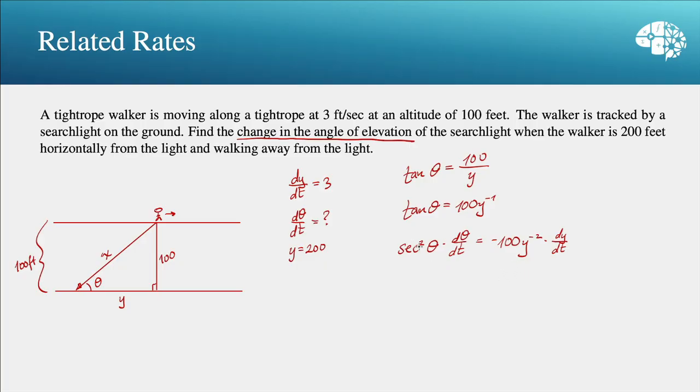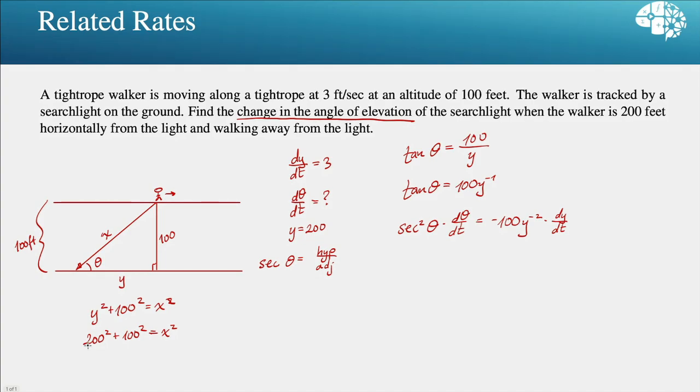Now, we don't quite know secant of theta yet, but we can find it because secant of an angle is 1 over the cosine of the angle, or hypotenuse over adjacent. We know that at this moment the adjacent is y, and that's 200. But the hypotenuse is this x. So we'll need to find that, and we can do that by using the Pythagorean theorem. So y squared plus 100 squared is equal to x squared. We know y, so we'll plug that in. So 200 squared plus 100 squared equals x squared.